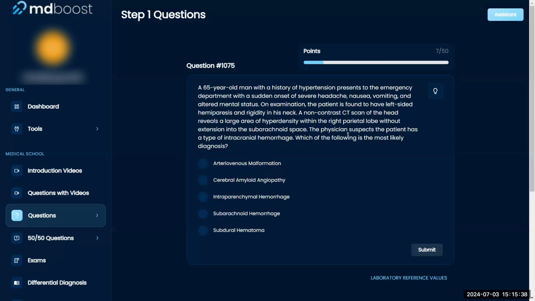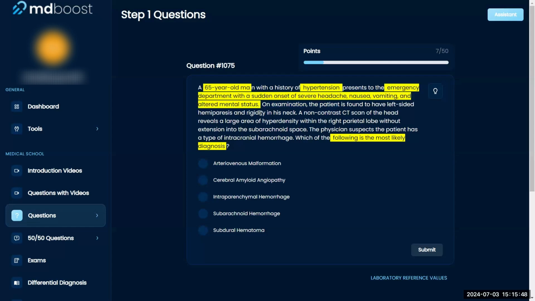So which of the following is the most likely diagnosis? A 65-year-old man with a history of hypertension presents to the emergency department with a sudden onset of severe headache, nausea, vomiting, and altered mental status. On examination, the patient is found to have left-sided hemiparesis and rigidity of his neck.